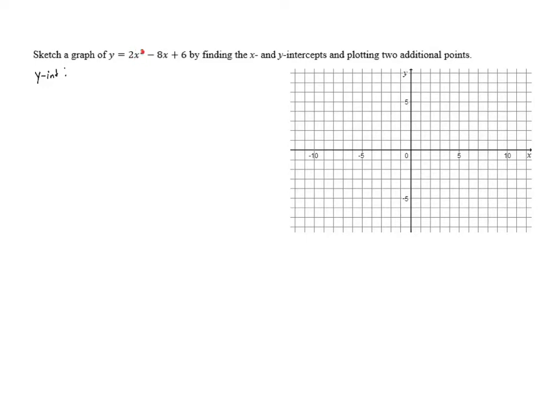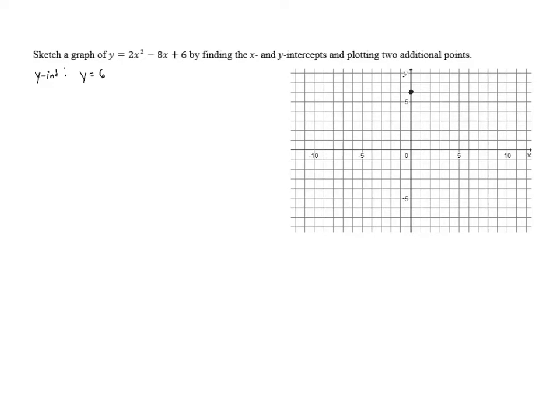But when x equals 0, the first term and the second term are both 0, so we end up with y equals 6. Remember that the y-intercept always comes from the constant term, so we can plot that already on the xy plane, and we've got our first point without having to do any calculations.